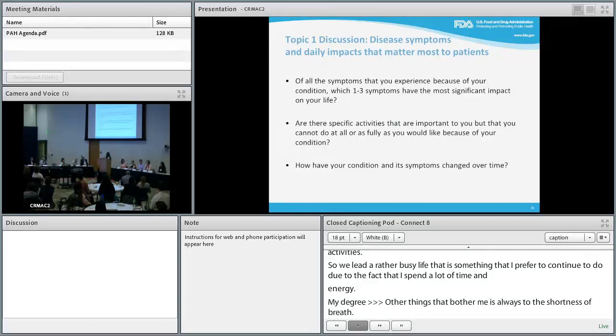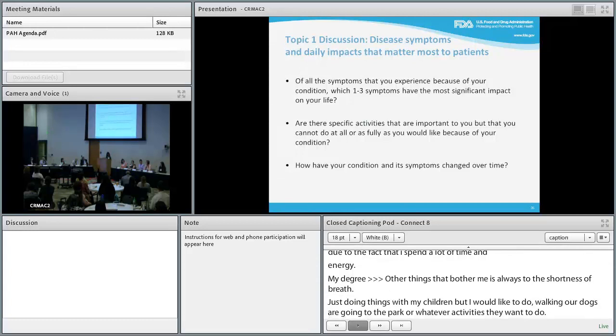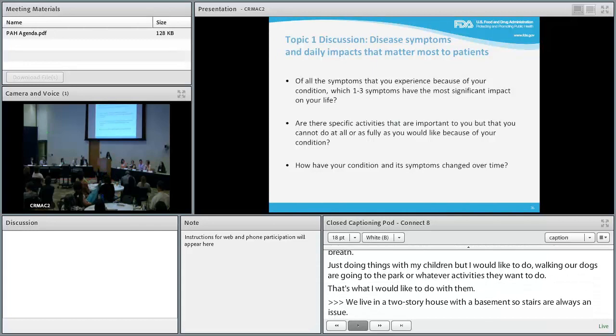We live in a 2-story house with a basement, so stairs are always an issue. I typically will leave piles at the bottom of the steps and at the top of the steps of things for my husband or my boys to bring up or down when they get home. Losing this independence is a difficult thing to deal with, but after 6 years, I've wrapped my head around it.